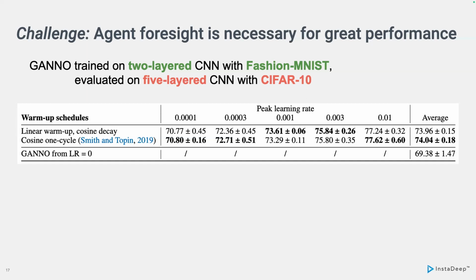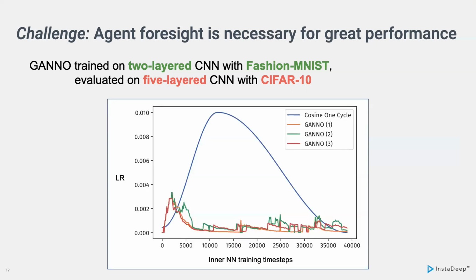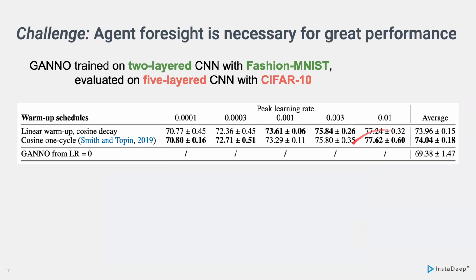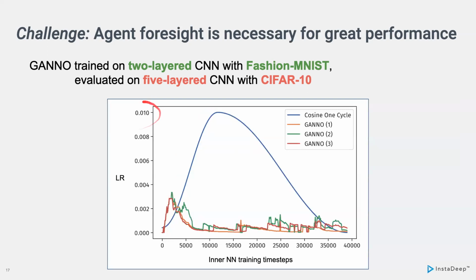Now, what's really interesting is if we look at one of these peak learning rates, an instance of the training of GANNO, this is what we see. So the blue is this cosine one cycle, which I mentioned here, and you can see it does really, really well when its peak learning rate is 0.01. So here, peak learning rate is 0.01. This is what the cosine one cycle does. This is like the elite learning rate schedule that we see in the paper. Now, these are 3 instances of GANNO trying to train. And this is the learning rate that is yielded, right?